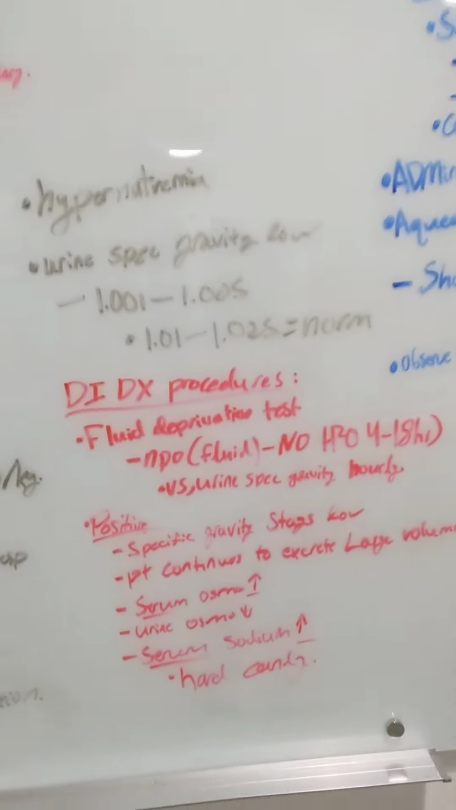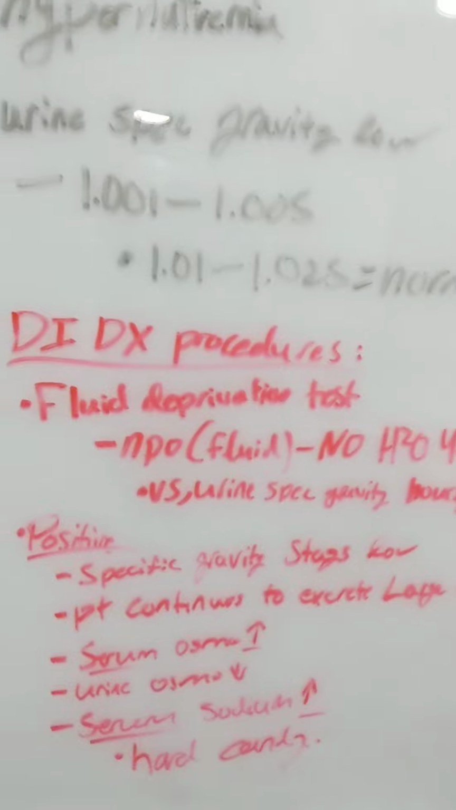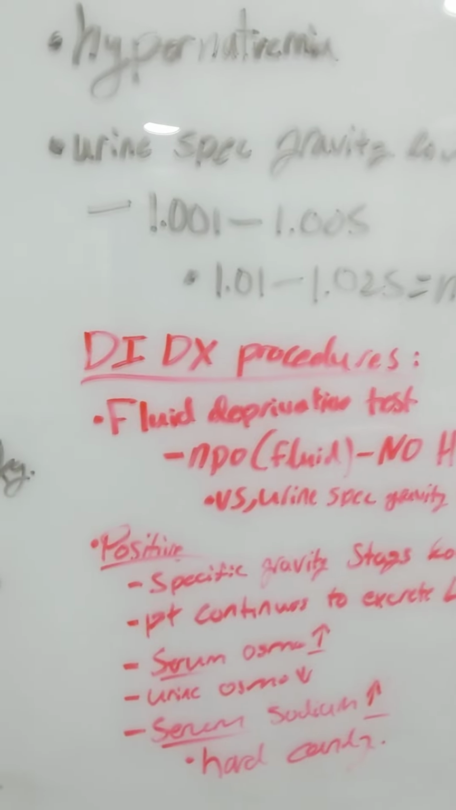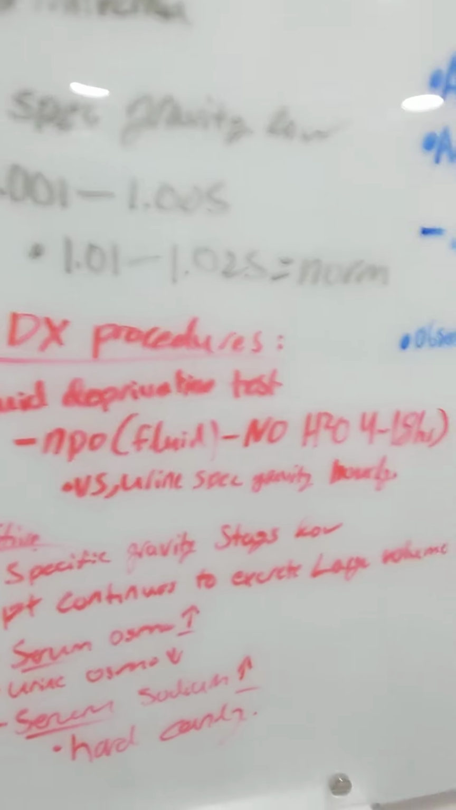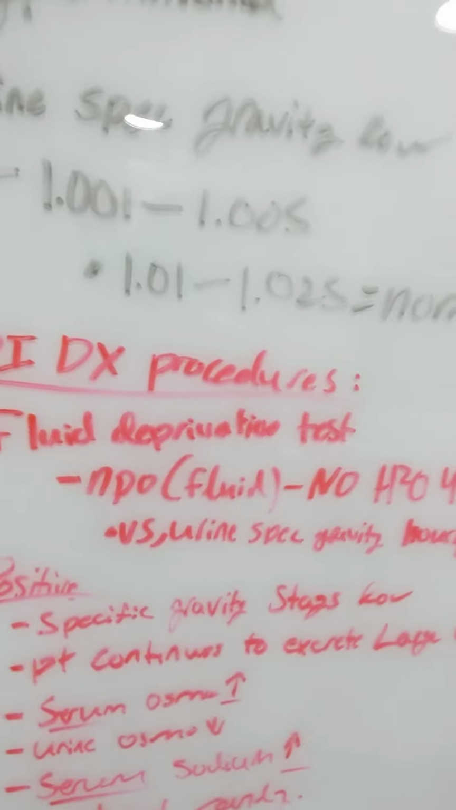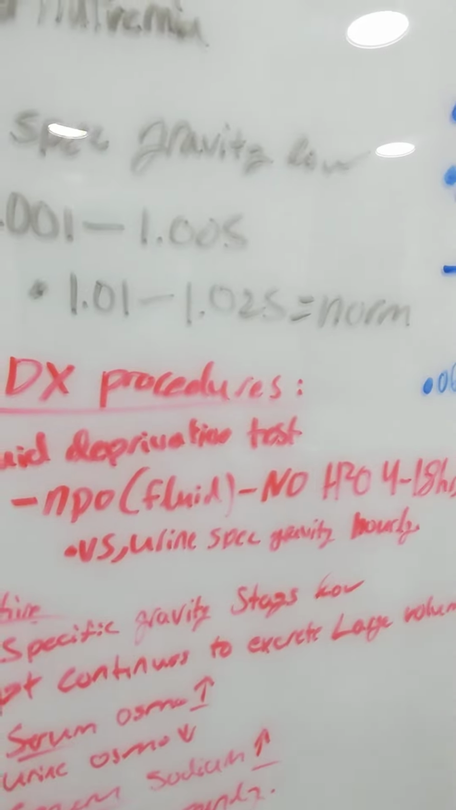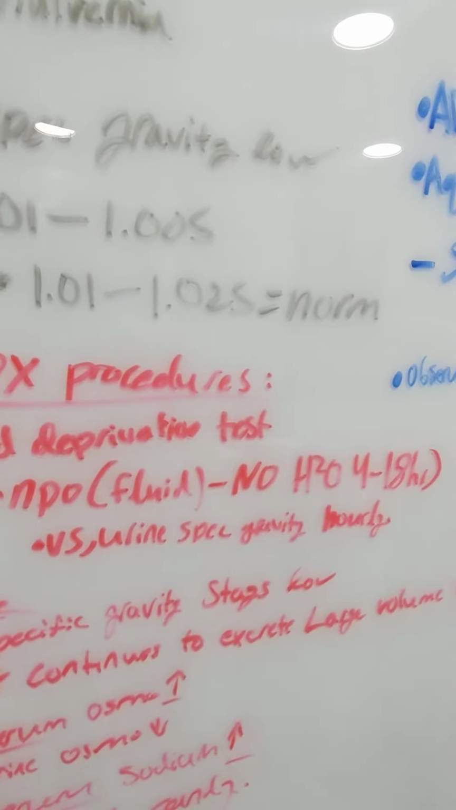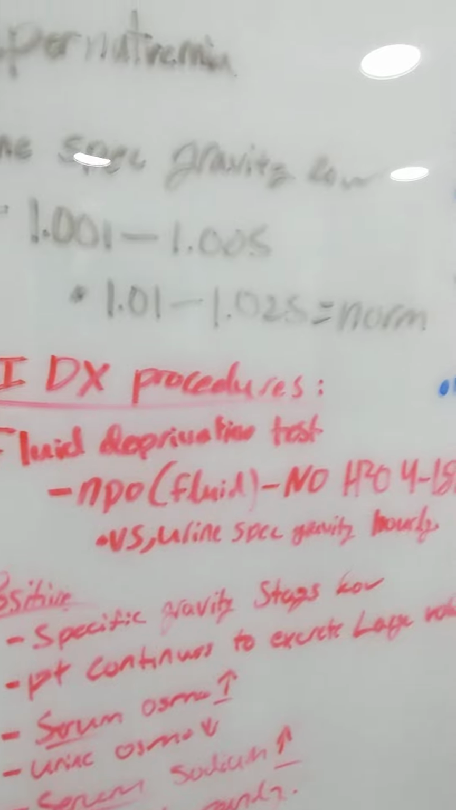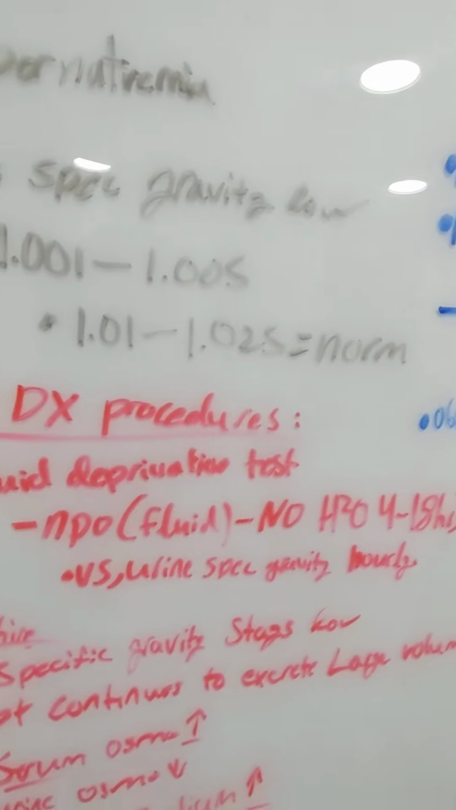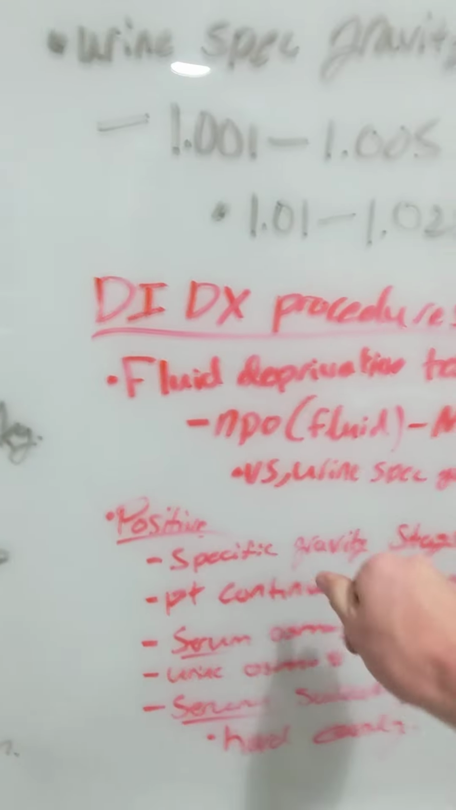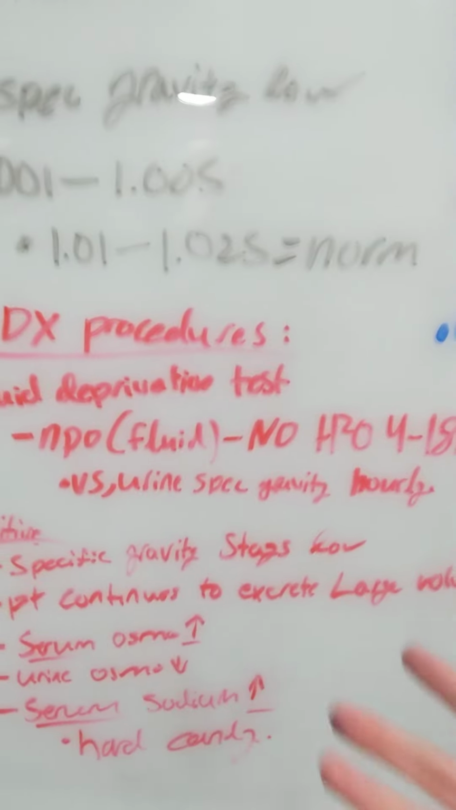DI diagnostic procedures, we're going to have fluid deprivation tests. We're not going to give them any fluid for 4 to 18 hours, right? We might give them a little bit of hard candy, though, because this thing sucks. While we're doing that, we're going to be checking the vital signs and the urine specific gravity hourly. We don't want them to die, so we need to make sure that we check those vital signs and that urine specific gravity to see if it's actually what they have.